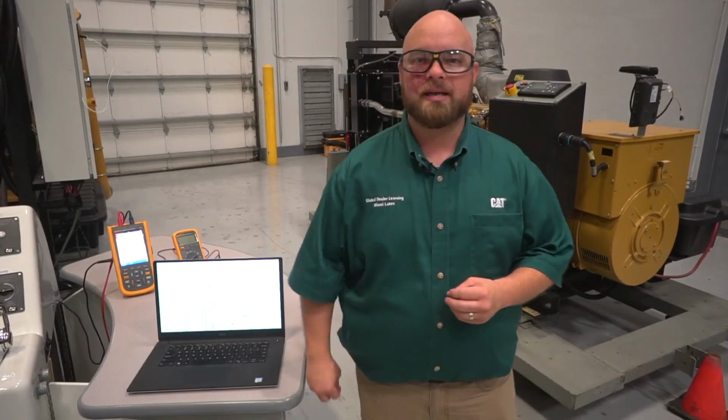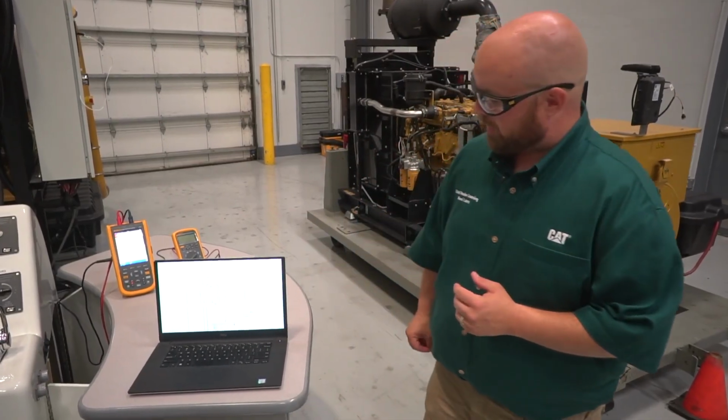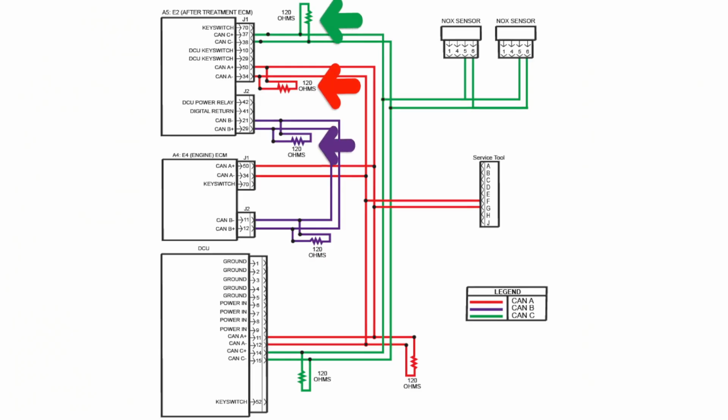Another aspect of the physical layer are our terminating resistors. These are required on our CAN data link networks. So if we go back to our example here, you'll see we've got the terminating resistors. Now they're 120 ohms each, and what you'll notice is each network, CAN A, CAN B, and CAN C, each network will have 2 of these 120 ohm terminating resistors.